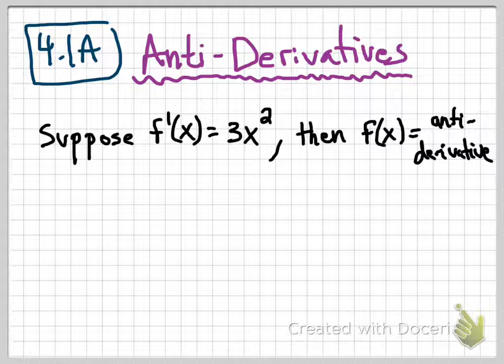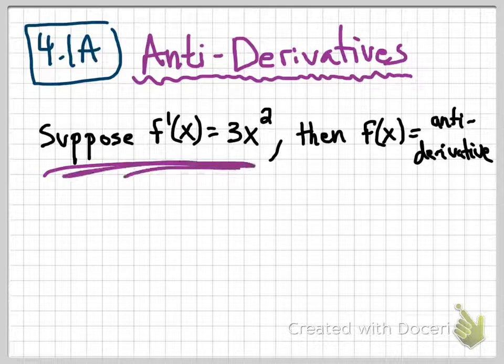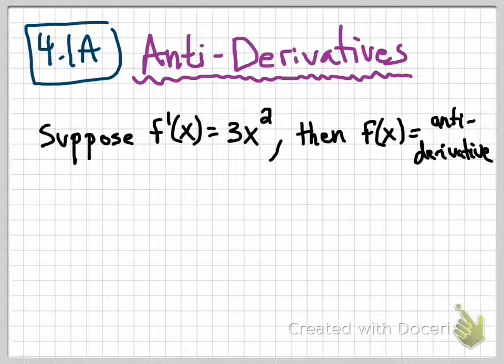So here's the concept. Now we're going to start with f prime and have to work our way backwards and have a reason for doing that. So for this lesson, for this video, let's just figure out how would we reverse something like maybe the power rule, for instance. So here's our question down below here. It says, suppose f prime of x equals 3x squared. Then f of x is equal to what we call the antiderivative.